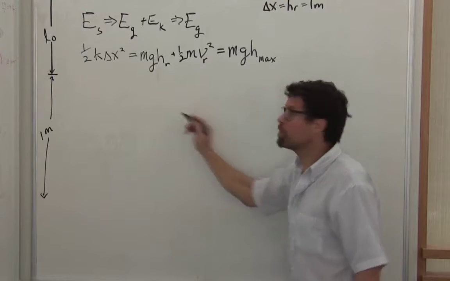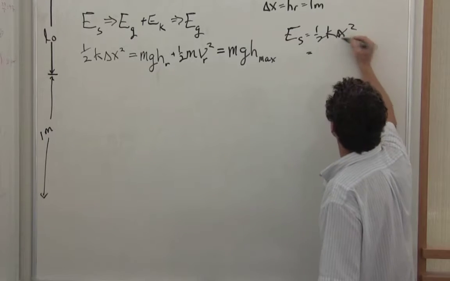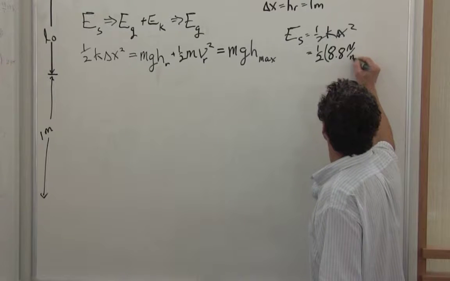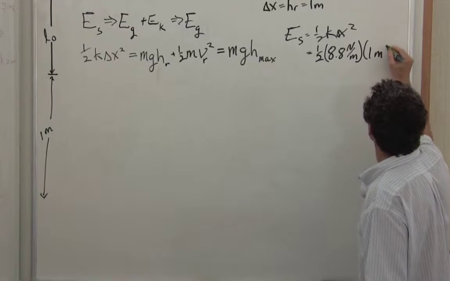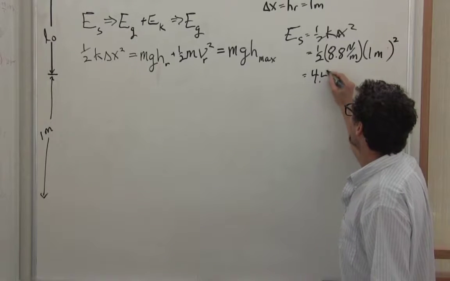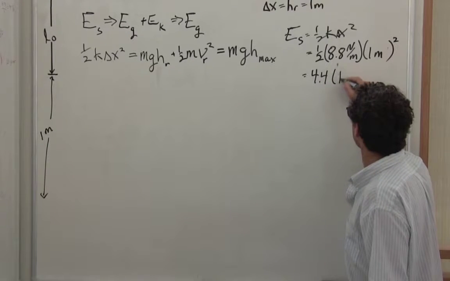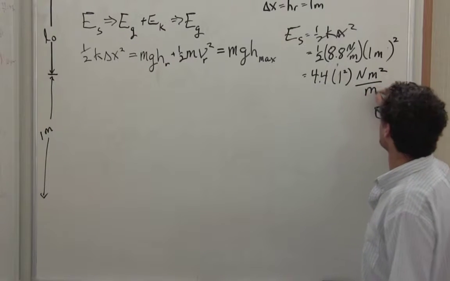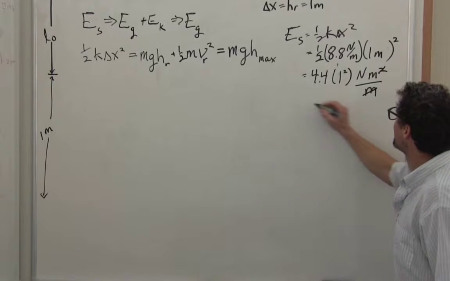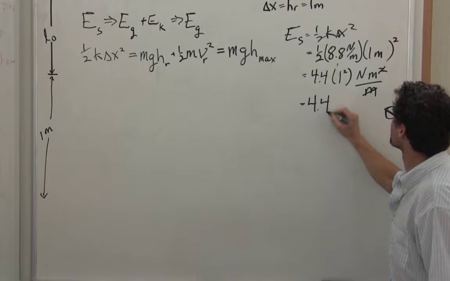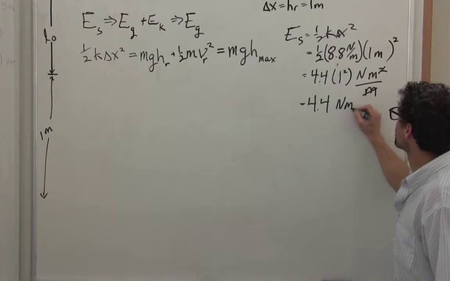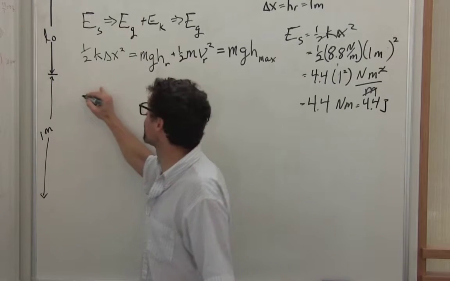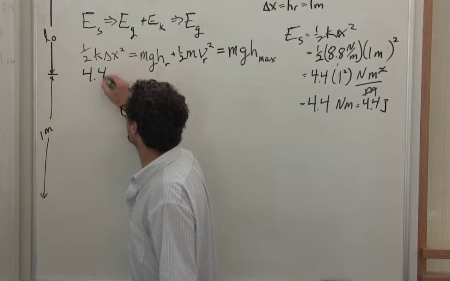So then the stored energy in the spring is 1/2 times 8.8 newtons per meter times 1 meter squared. That's 4.4 times 1 squared, newton meters squared per meter. One of these meters cancels, and that gives me 4.4 newton meters, which is 4.4 joules. So the initial energy of the spring is 4.4 joules.